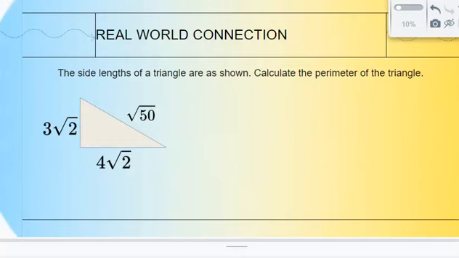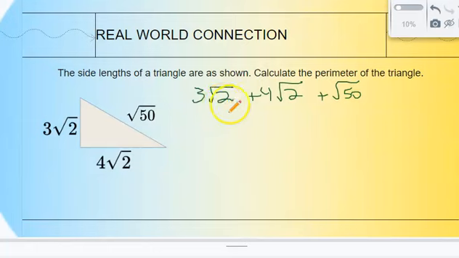Okay, we're going to do one more, and this one is a real world connection. And then you'll have one that you can try on your own. So for this, you're given the side lengths of a triangle, and you're asked to calculate the perimeter of the triangle. Perimeter just means the distance around. So you literally add up all the sides. 3 square root 2 plus 4 square root 2 plus square root 50.